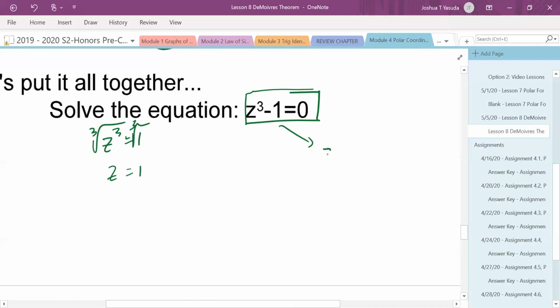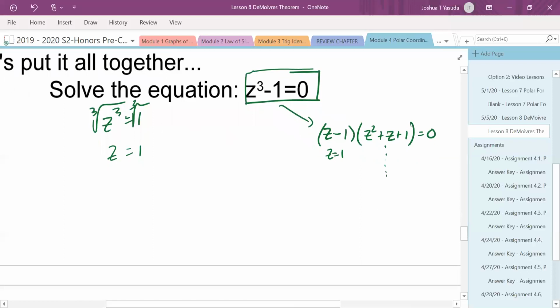In algebra 2, you would have said, oh, I can factor this: z minus 1, and then z squared plus z plus 1. And then you factor. So here's your z equals 1, and then this is the quadratic, so you can get 2 answers, and solve it out, whether you complete the square or use the quadratic formula. What I'm saying is you could actually use a third method now and solve it this way.